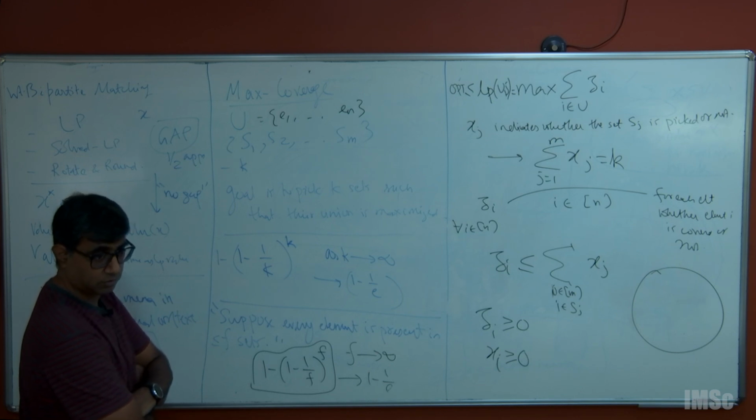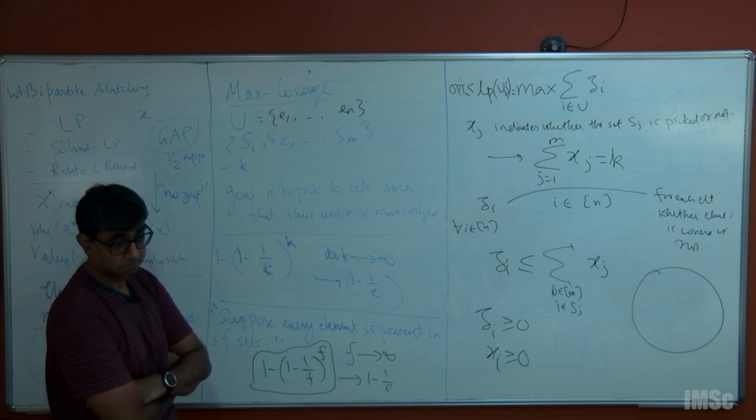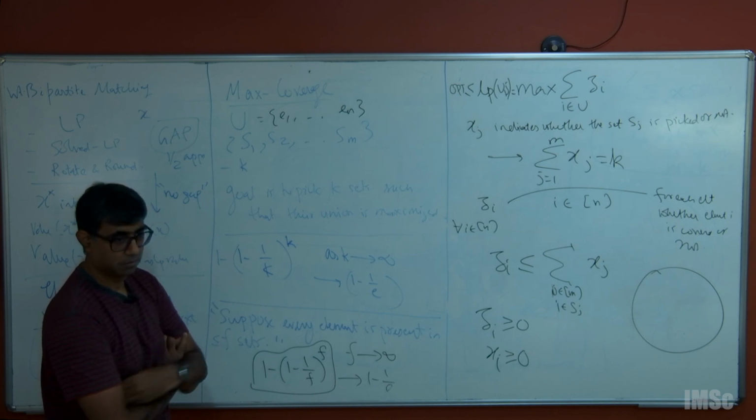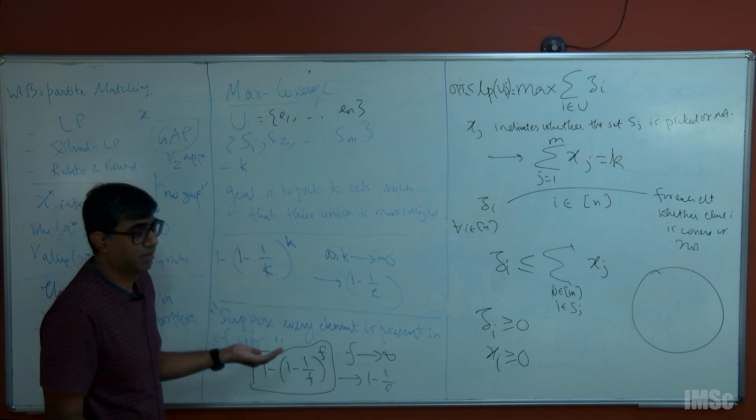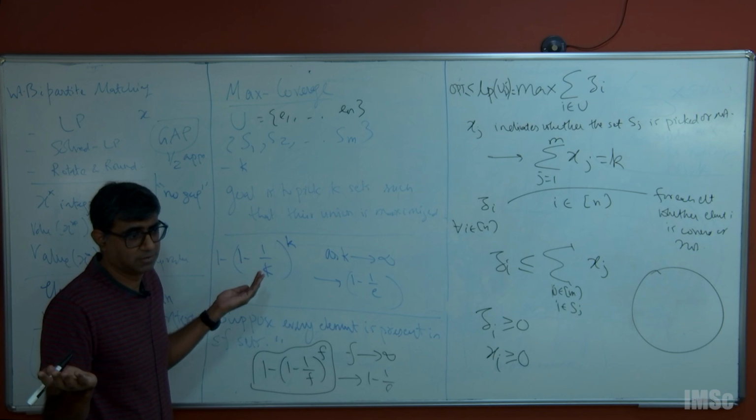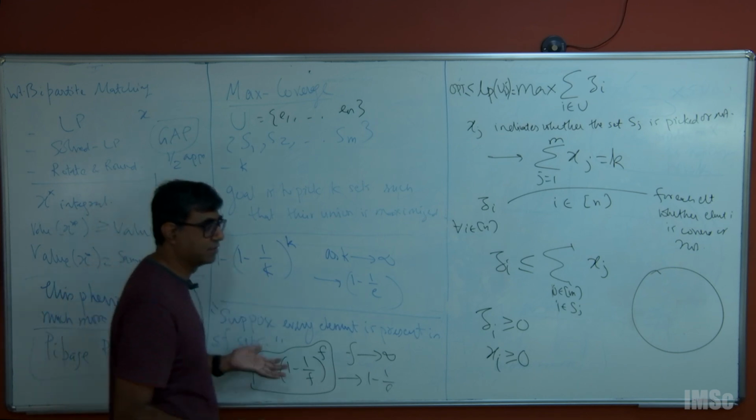It is a feasible solution. Because what is a feasible solution? Just pick some k sets. That's all that is a feasible solution. Picking any k sets is a feasible solution.